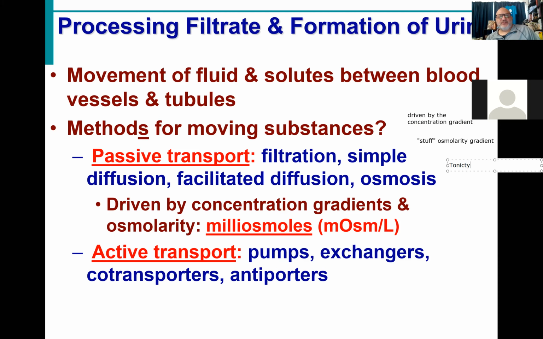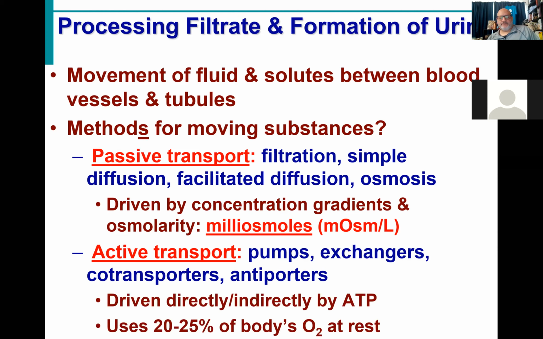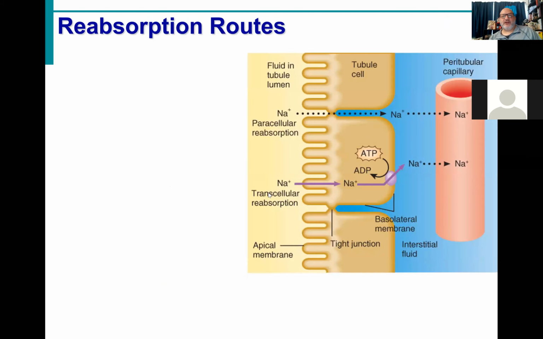Let's see some examples of this. And again, as we talked about, 25% of your blood is going to your kidneys at rest. And not surprisingly, about 20 to 25% of the oxygen being used by your body when you're at rest is used to make ATP in your kidneys. So that shouldn't be too terribly surprising.